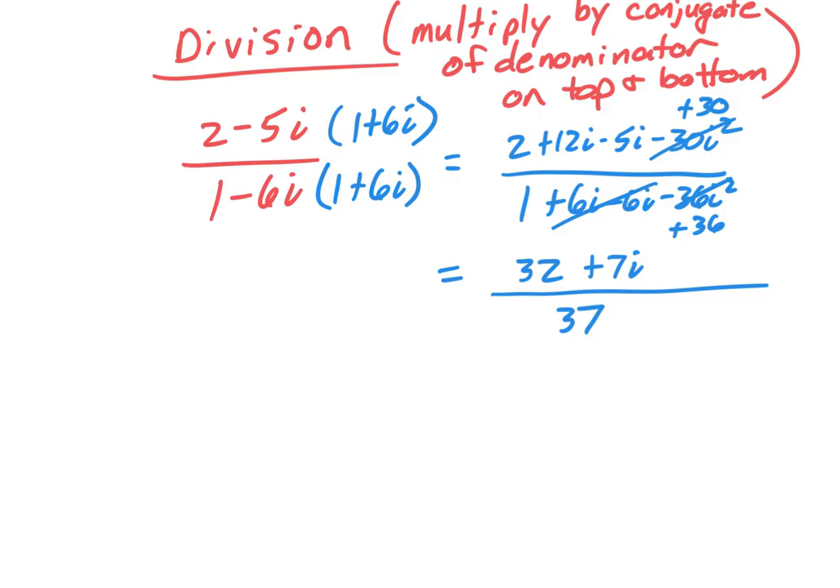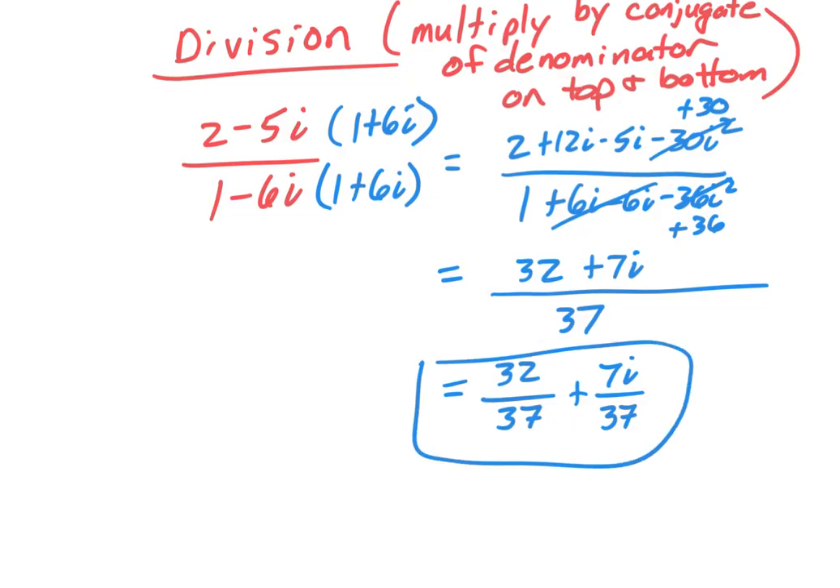The last thing that we're going to do here, just because this is the format that we always write complex numbers in, is write it as a plus bi. We have a real part and we have an imaginary part. So to rewrite this, we're going to divide 32 by 37. That's my real number. And then we're going to divide 7i by 37, and that's my imaginary part. And now it's in that a plus bi form that we want. Lots of stuff with i's today, right?